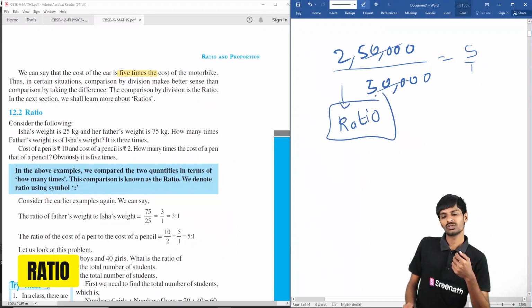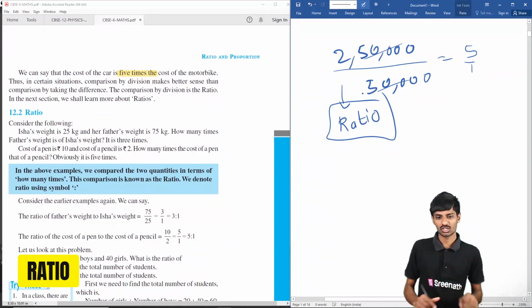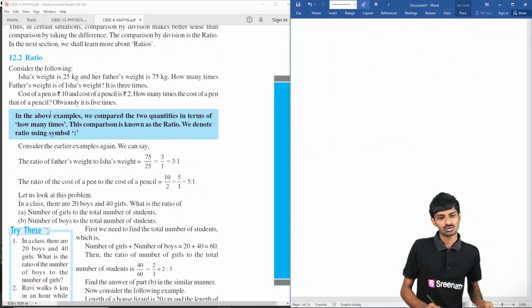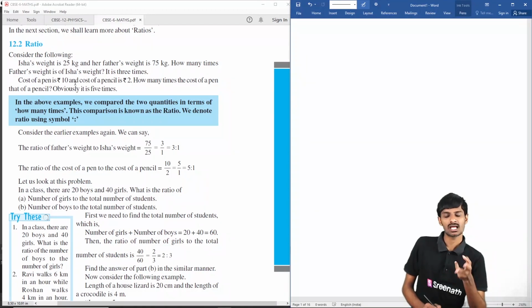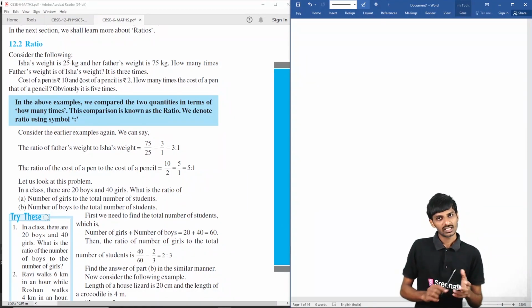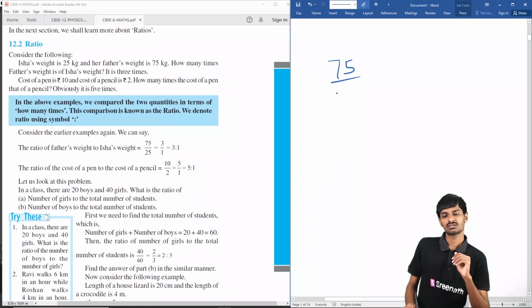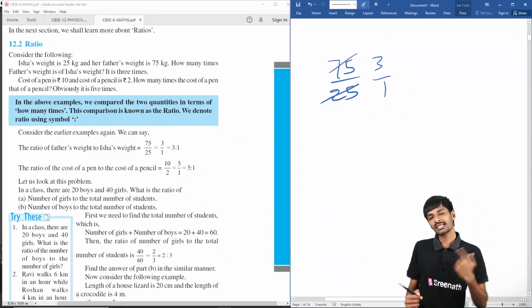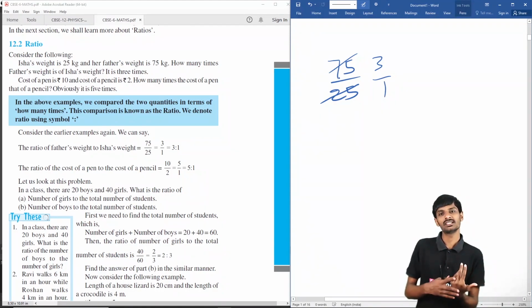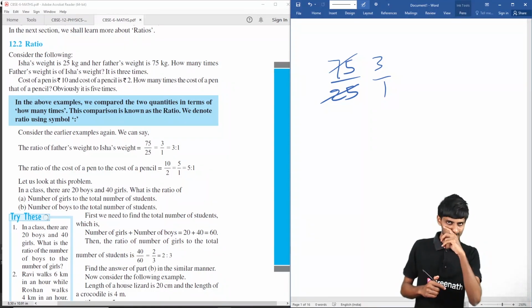Now we are going to discuss the ratio in detail. Consider the following. Isha's weight is 25 kgs and her father's weight is 75 kgs. So how many times is her father's weight? Father's weight is 75 kgs and Isha's weight is 25 kgs. If you do the division, that is 3 by 1. So her father is 3 times heavier than Isha.